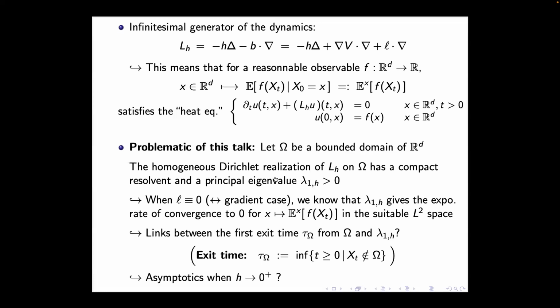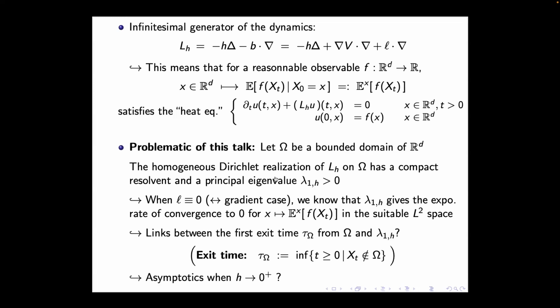And this Dirichlet realization has a compact resolvent and a principal eigenvalue lambda_1(H), which is positive. And so at least when L is zero, which corresponds to the gradient case, which is, let's say, easier to handle, we know that lambda_1(H) gives the exponential rate of convergence to zero for the expectation of f of X_t when X_0 is x. Why is it a convergence to zero? Because we are looking at an absorbing condition on the boundary. So the process escapes from the domain omega, and so at the end, there will be no particles in the domain.